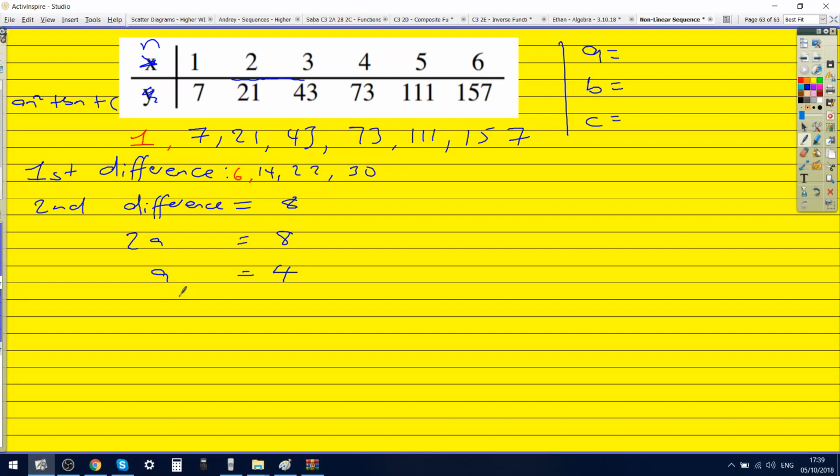Would it be -6? No. C is the number before 7. Oh, 1. Yeah. So C is 1. We said A is 4. And how can you now find B?